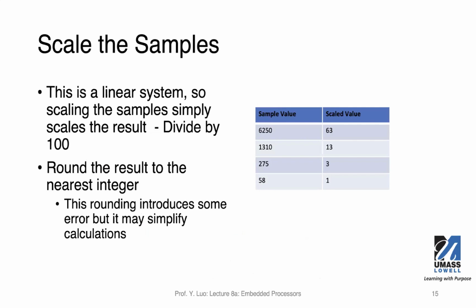When we sample, we get a few sample values. We can actually scale them to make the computation simpler, more efficient, because overall this is a linear process. We can later scale them back. So what we do here is we take the sample values and then we scale them down by 100 and then round the result to the nearest integer.